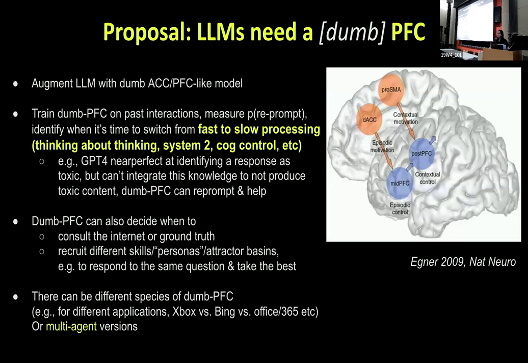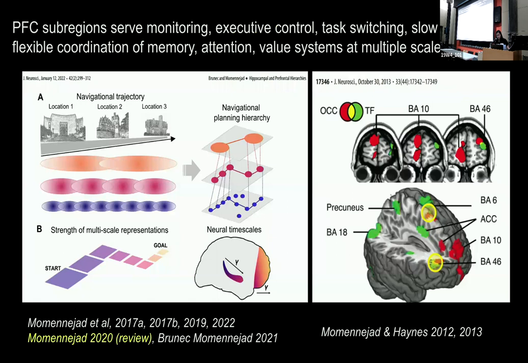And there can be different species of dumb PFC for your specific purpose. We don't need to make a human-like PFC that does everything all the time. It can be, you know, for Xbox versus Bing versus Microsoft Office 365, you can have different versions of this dumb PFC. And you could have multi-agent versions of it.